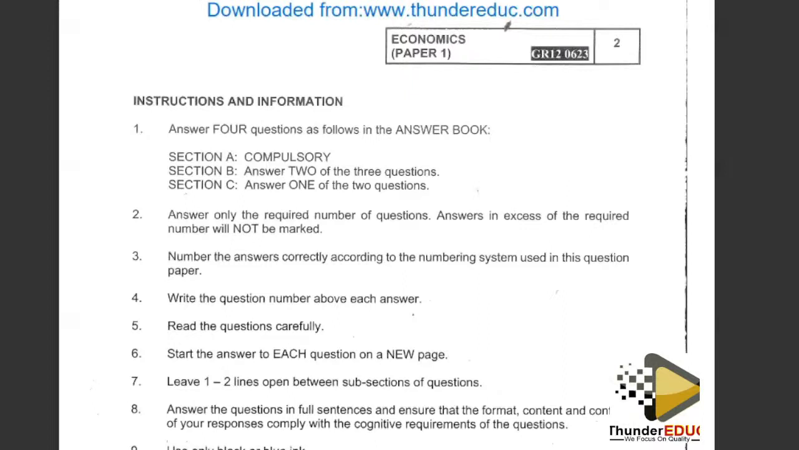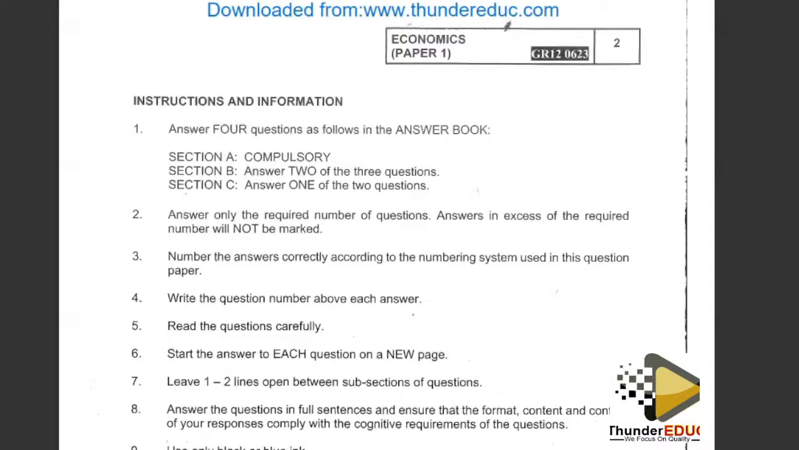Now, grade 12s, bear in mind that following the instructions or the information is part of the examination. So make sure that you make it a norm, or a culture, to always follow the given set of instructions. Because the moment you fail to follow the instructions, you have actually failed before you can start your paper or the examination.